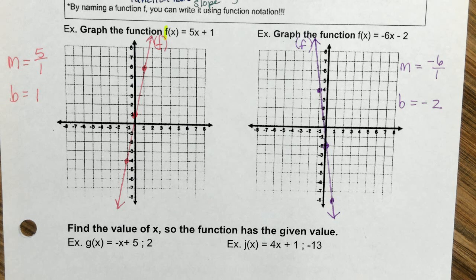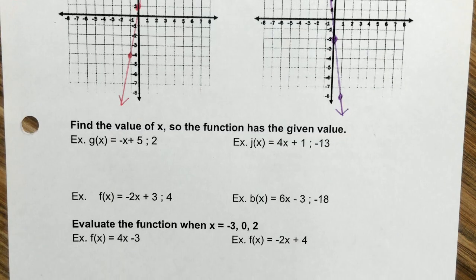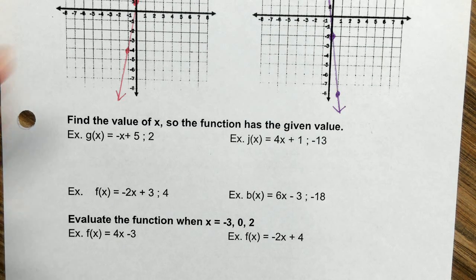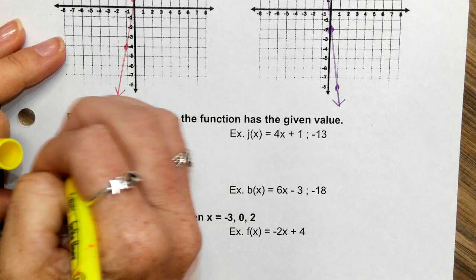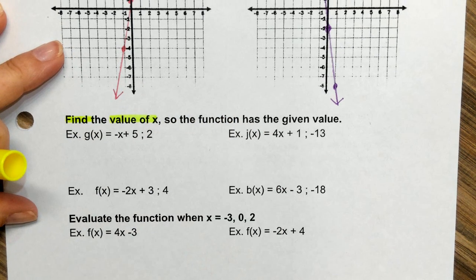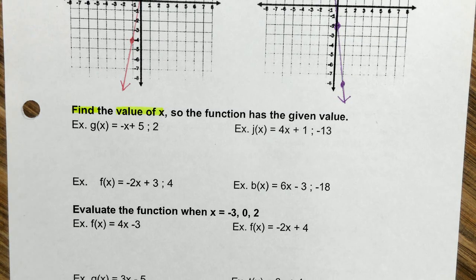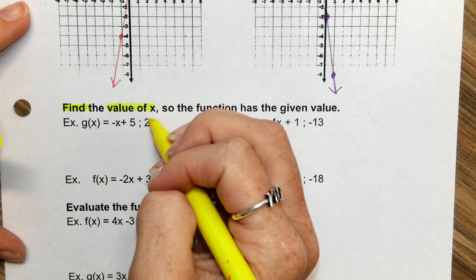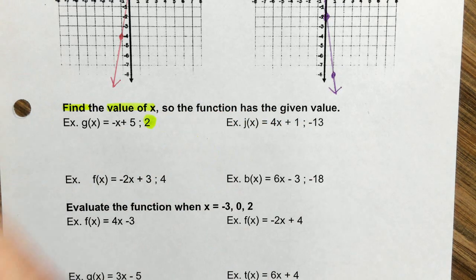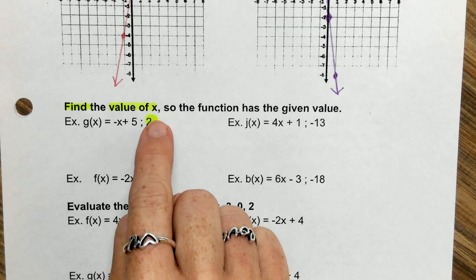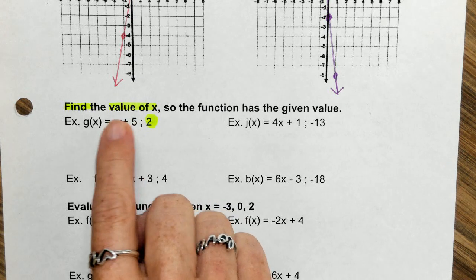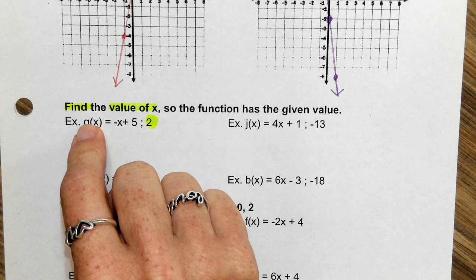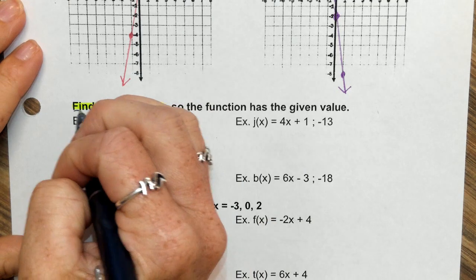All right, you already know how to do this next part as well, so I'm not going to do all of them. I want to read this to you, and I want you to think about what it says. It says, find the value of x so that the function has the given value. So you have g of x equals negative x plus 5, and you want to solve for 2. Now, I want y'all to think about it. You have two options. You're either going to plug 2 in for x, or you're going to plug 2 in for the function.